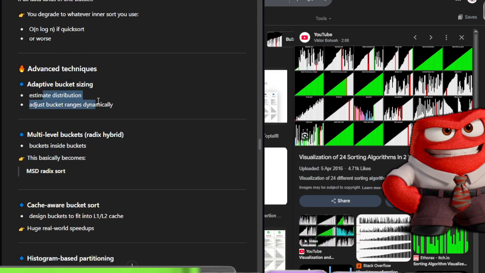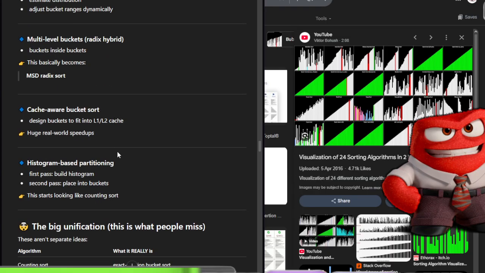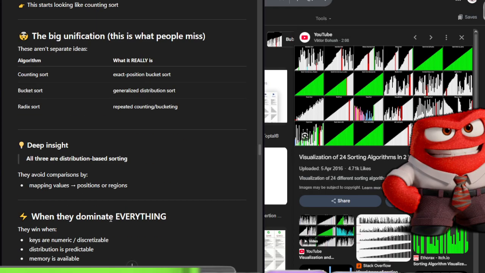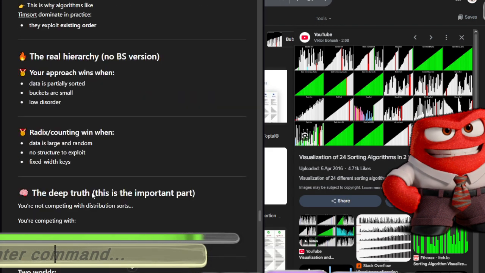Adaptive bucket sizing. I would rather not be adaptive. I would rather be adaptive at splitting the buckets to a very nice size where insertion sort can zip through the entire thing very quickly, right? Instead of going through separate buckets, right? Let me say that to AI.